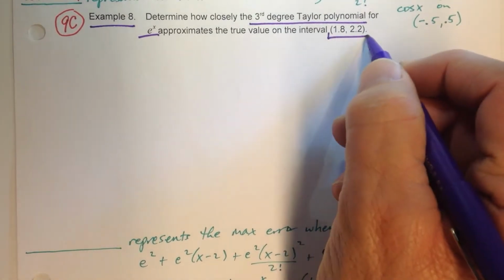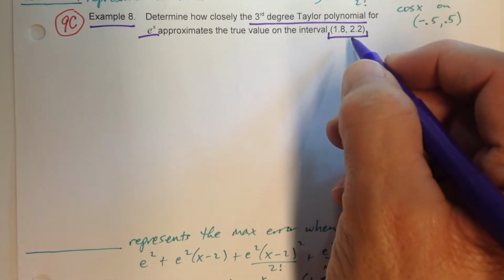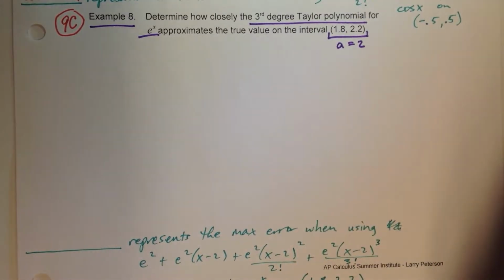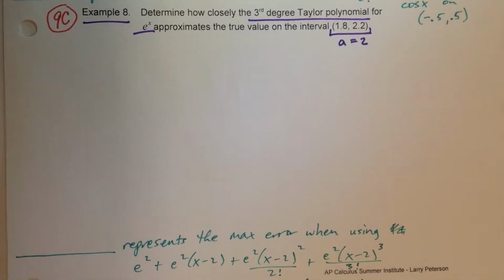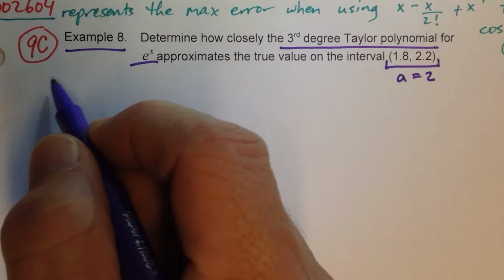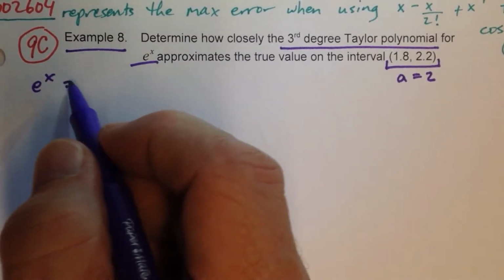So what we want to notice first of all is we have an interval 1.8 to 2.2, which means we're centered at 2, right in the middle of that interval. Okay, so if we're centered at 2, let me zoom in a little bit here, then that means we have to generate our values, our coefficients of our Taylor series.